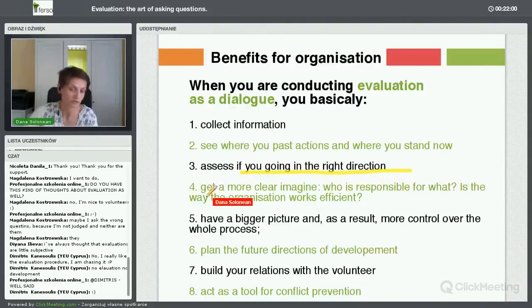It's also a moment of getting a clearer image about who is responsible for what. Or is your organization working efficiently? Is the structure clear? And about getting a clearer image, I want to give an example from my personal experience. I was a volunteer here in FERSO 5 years ago, and we, as a group of volunteers, got the task of folding flyers. Very easy task, no? FERSO was having an event somewhere in the city, and they told us that our task is to fold flyers. We received this information from our project coordinator.